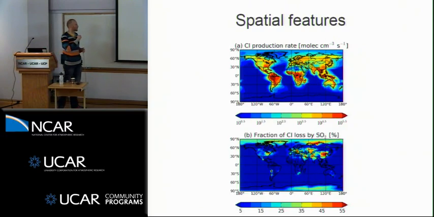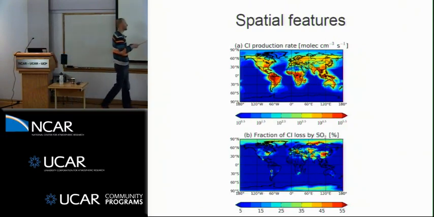So thinking about things more spatially, this is where Criegees are being produced. It essentially follows where we have biogenic alkene emissions and maybe some anthropogenic propene emissions. So we're seeing it in the forests, where we have lots of emissions.